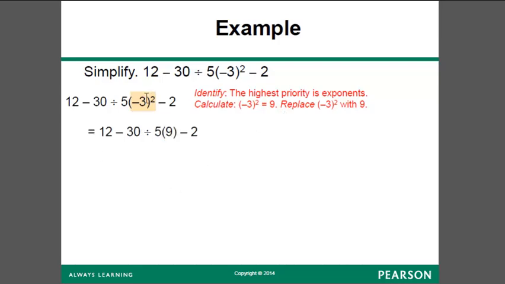Just as I've done here, I've replaced this negative 3 squared with a 9. Then I proceed. I still can't do anything inside these grouping symbols. That just means to multiply there. I don't have any more exponents left. So I move to multiplication and division from left to right. Make sure you do it in order from left to right.